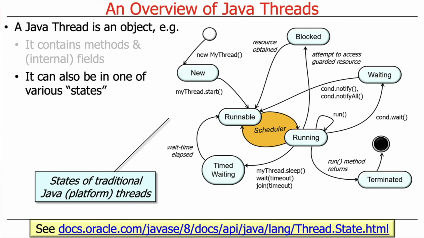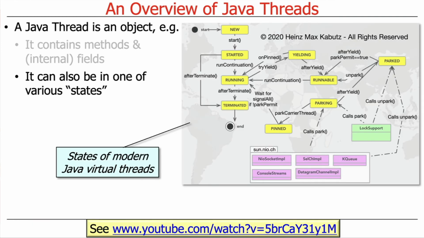Why do you care about this stuff? Most of the time you don't care about this stuff. The only time you'd really care about this stuff is if you were debugging a multi-threaded program and something went awry, and you look in the debugger and you figure out, oh, my thread is in the blocked state. And that might give you a hint. For example, maybe you've deadlocked on something, which could possibly happen. So that's why it's sometimes useful to know what Java thread states are.